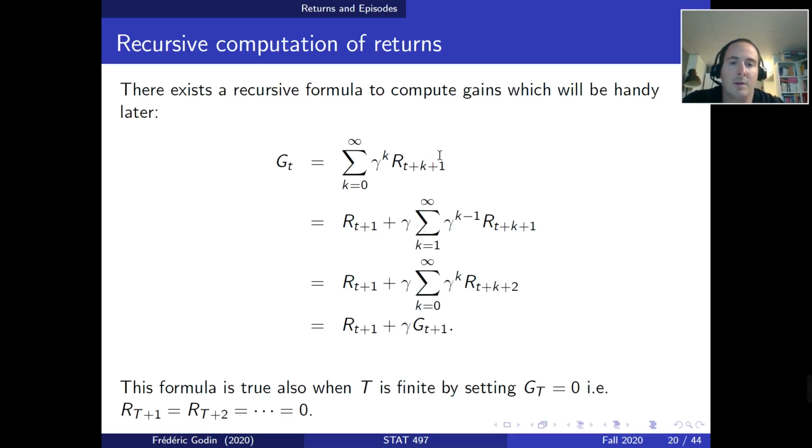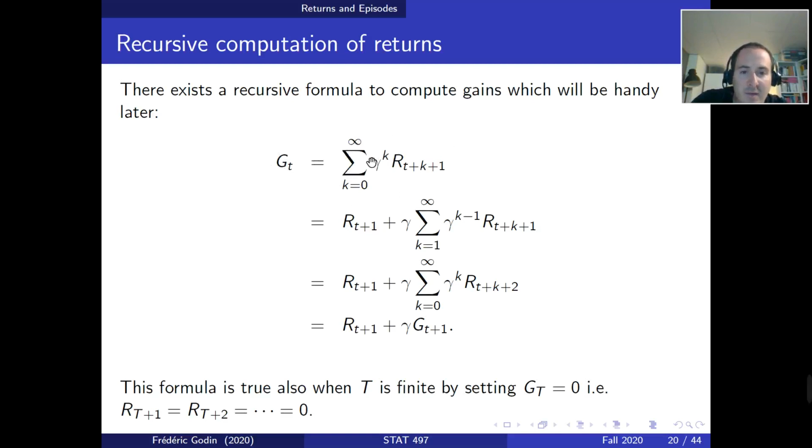Okay, so here, can we re-express this return in a recursive manner? The answer is yes. Sometimes I say gain, but I should say returns. So there exists a recursive representation of returns, which will become very handy in subsequent chapters. We will present that representation right now. The return is the sum of all discounted rewards in the future.